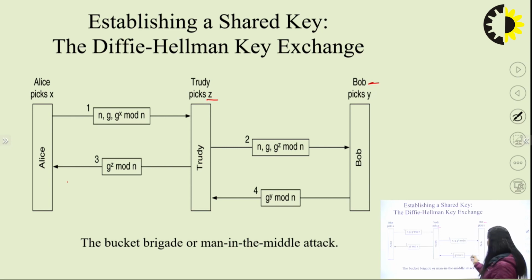Fine. When Bob receives a message, it is actually getting the message from Trudy instead of Alice, right? So that's why you can see a z here. It will apply its key, so z raised to the power y mod n. So this is the example of the bucket brigade or man in the middle attack.